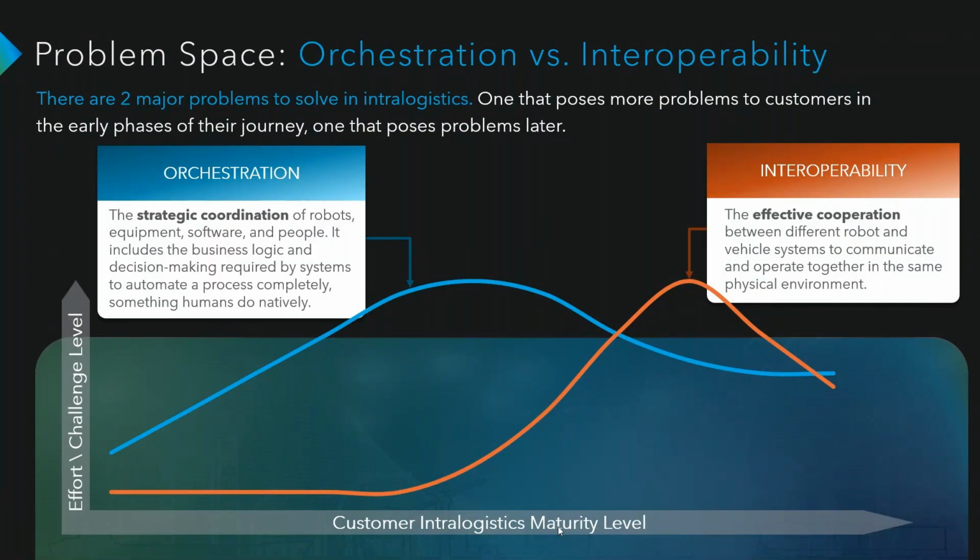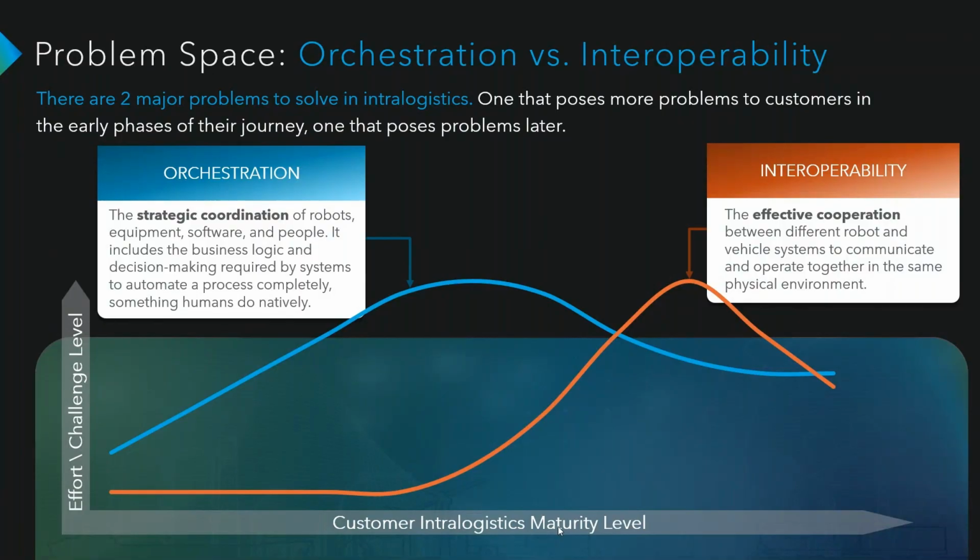So on the horizontal axis there, we see the customer intralogistics maturity level. You can kind of think about this as a timeline from left to right, and as you go through time, you're going to become more mature as you start to introduce more automation into your processes. The vertical axis is the effort or challenge that you're going to face as you're going through that journey.